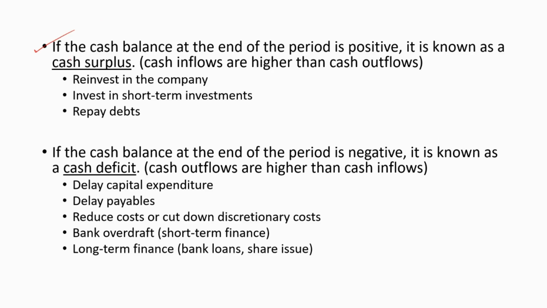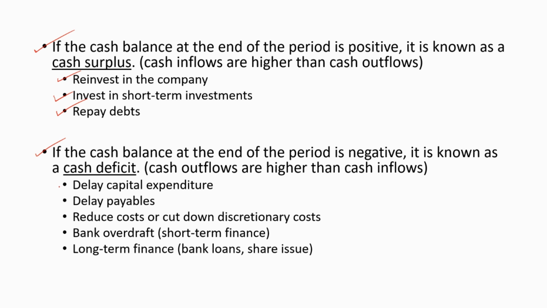If the cash balance at the end of the period is positive, it is known as a cash surplus. This is where cash inflows are higher than the cash outflows. When there is a cash surplus, the following options are available for the companies. The cash surplus can be reinvested in the company or invested in short-term investments, or it can be used to repay the debts. If the cash balance at the end of the period is negative, it is known as a cash deficit, which means cash outflows are higher than cash inflows.